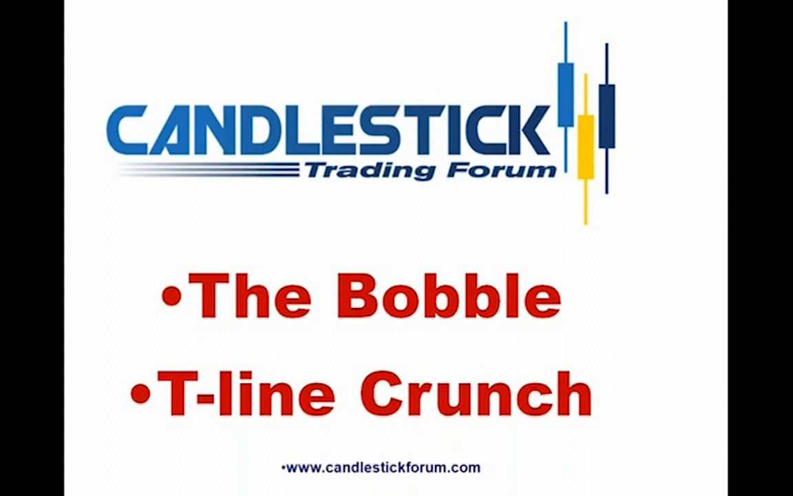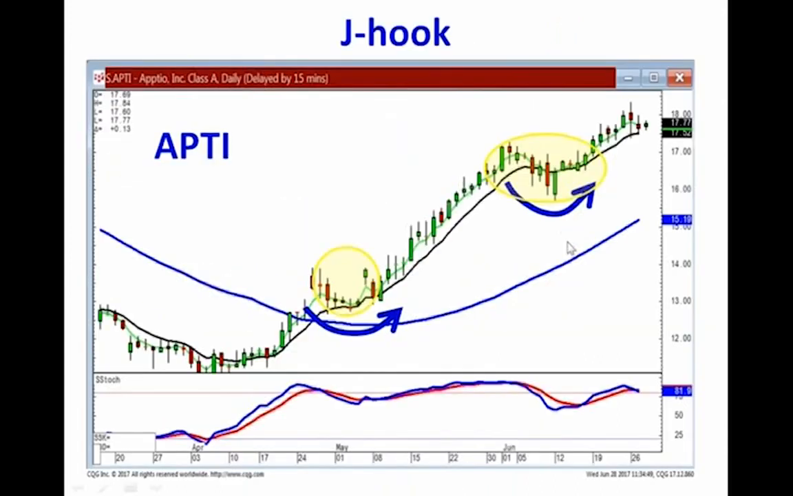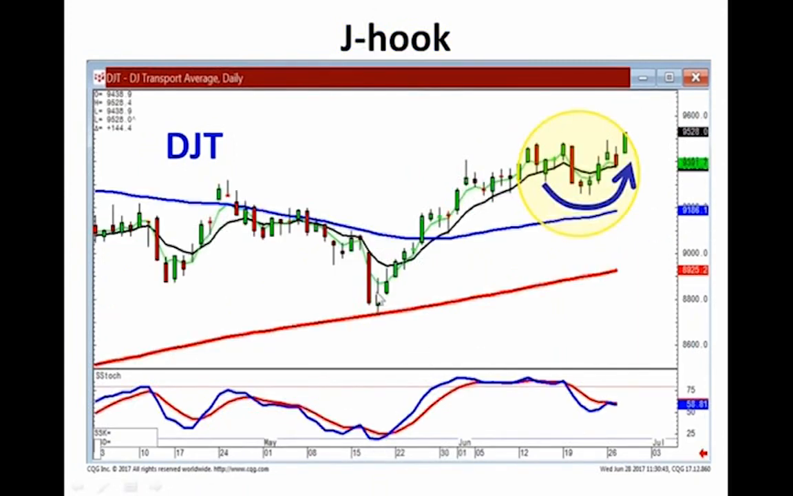Does the stochastics factor into your decision to enter the trade? Yes, obviously a candlestick buy signal in the overbought condition doesn't mean very much, or a candlestick sell signal in the oversold area doesn't mean very much. What you're looking for are candlestick buy signals occurring when the stochastics are in the oversold area.